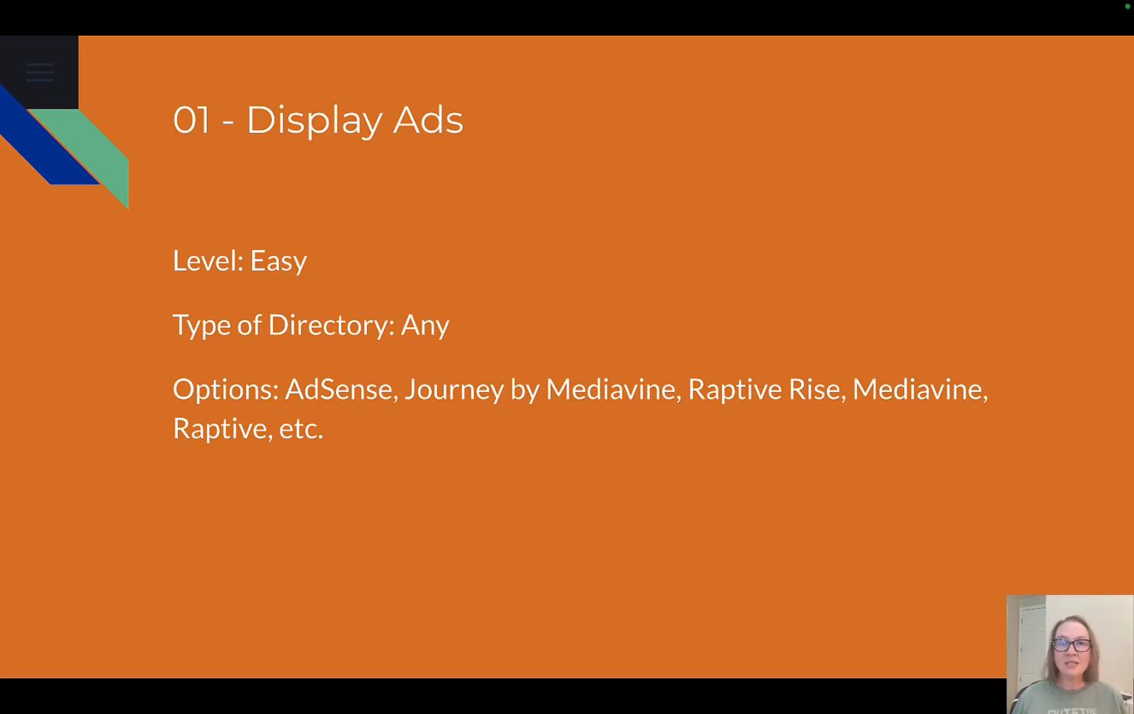So the first one I have is display ads. I think this is probably the most common way that people are monetizing their directory sites right now. For instance, if you look at Journey by Mediavine, there are tons of directory sites on there right now being monetized. But you don't have to use Journey by Mediavine. You may not actually meet their traffic requirements. Most people are starting out with AdSense, then moving on to Journey by Mediavine, then Raptive Rise, which is like the lower traffic level of Raptive.